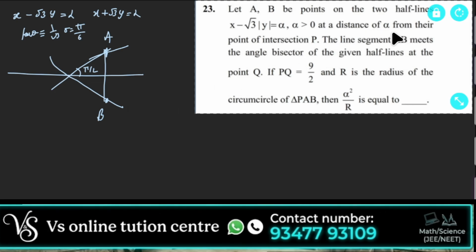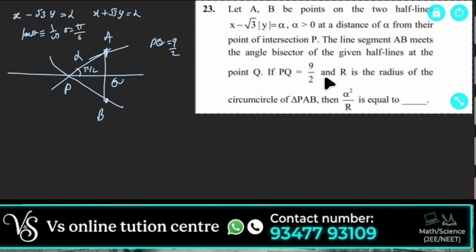The distance alpha is the point of intersection. The line segment AB meets the angle bisector of the lines at P and Q. So this is P, this is Q. PQ is equal to 9 by 2.